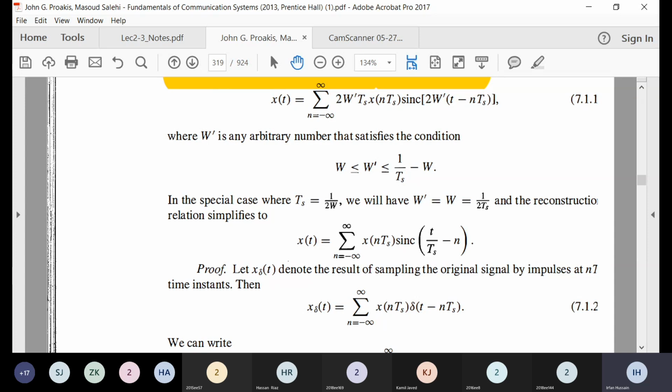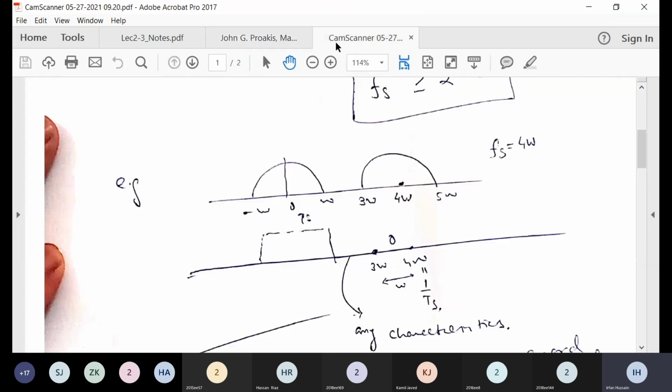If I say that my Ts is equal to 1 over 2W, then 2W comes in the numerator, 2W minus W becomes W. So W is less than or equal to W dash, which is less than or equal to W. This means W dash is equal to W. So Ts is equal to 1 over 2W, and in that case W dash will be equal to 1 over 2Ts, as I have just told you.